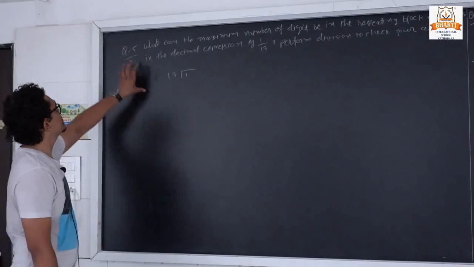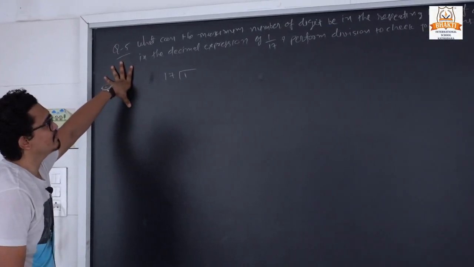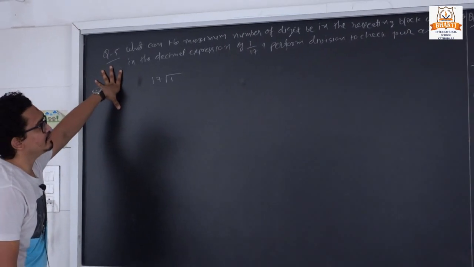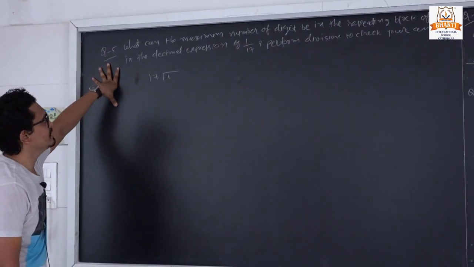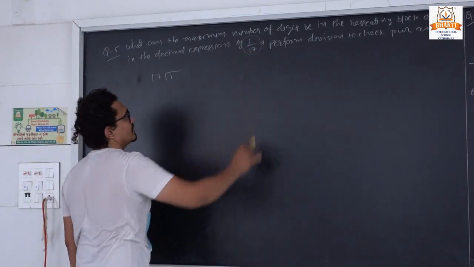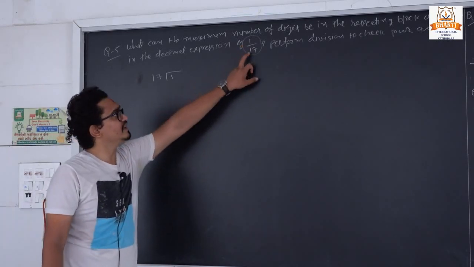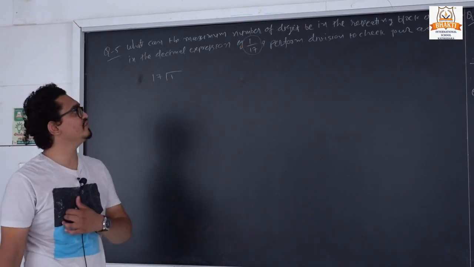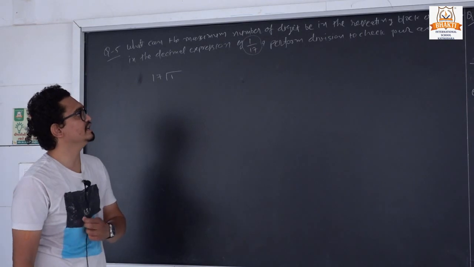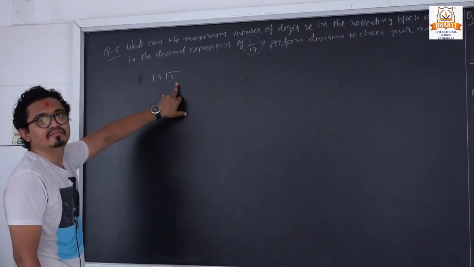Thank you. So in question number 5, what is the maximum number of digits in the repeating block of digits in the decimal expression of 1 by 17? It means how many digits are repeated if we divide 1 by 17? So we need to find how many digits are repeated. So for that, 17 divided into 1.